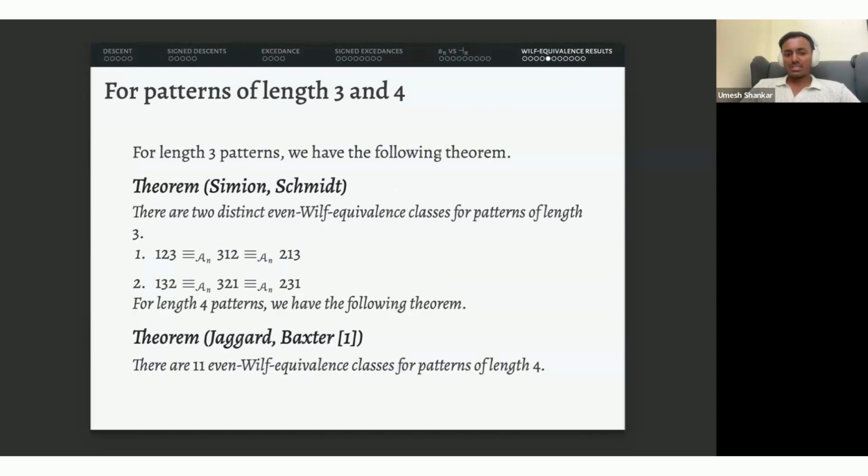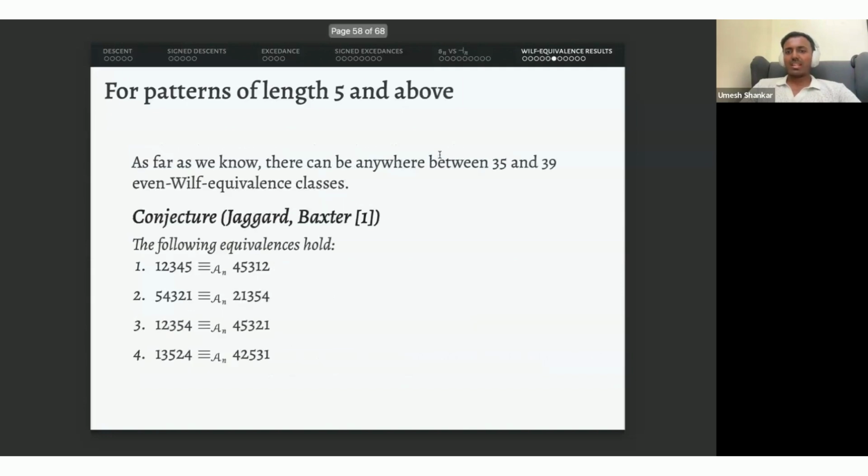For length 4, Jaggard and Baxter completely classified the Wilf equivalence classes. There are 11 even Wilf equivalence classes for patterns of length 4, whereas there are only 3 over S_n. For length 5 and above, there is still some uncharted territory. We know that the number of even Wilf equivalence classes can be anywhere between 35 and 39, depending on the veracity of these conjectures. So the following equivalences hold. This is the conjecture of Jaggard and Baxter. It was given, I think, in 2009 or 2010.